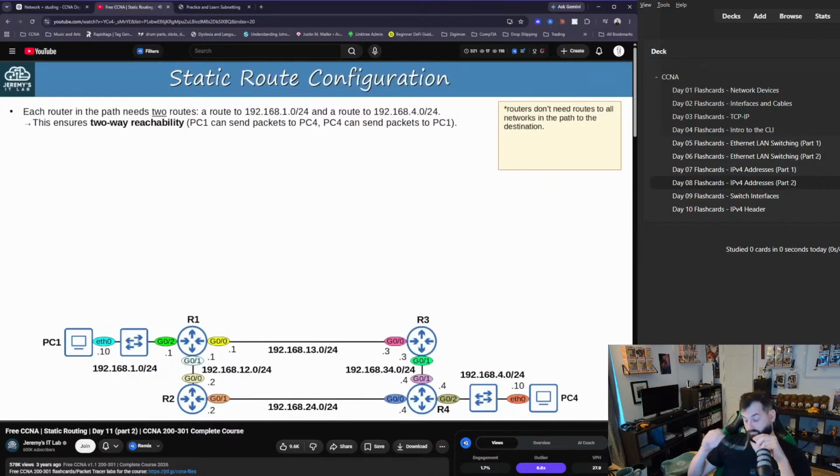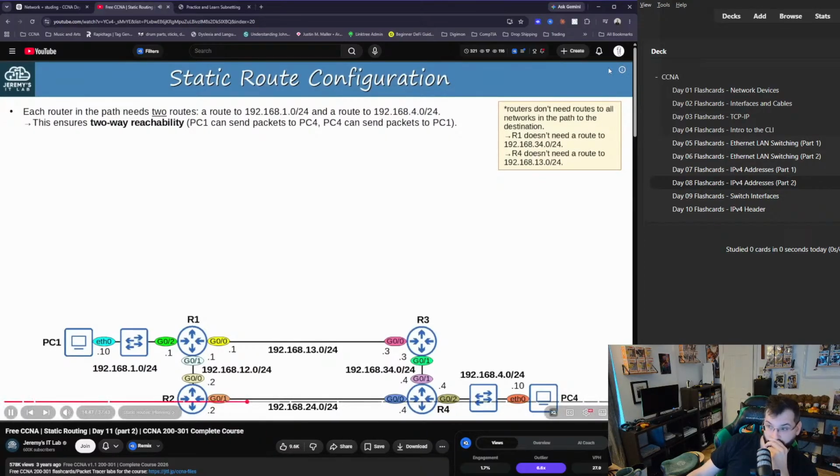It's worth noting that routers don't need routes to all networks in the path to the destination. For example, R1 doesn't need a route to 192.168.34.0/24. It just needs to know, to send packets to 4.0/24, I should send the packets to R3. R3 will take care of the packets after that. And likewise, R4 doesn't need a route to 192.168.13.0/24.